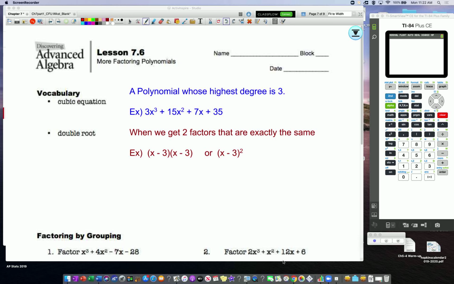Today's notes, though, is actually pretty short and it's almost like a review of what we did yesterday in a way. So, more factoring. Okay? We're going to look at some cubic equations.